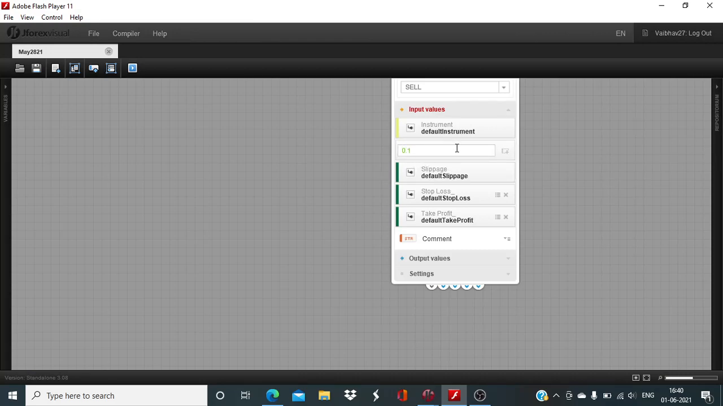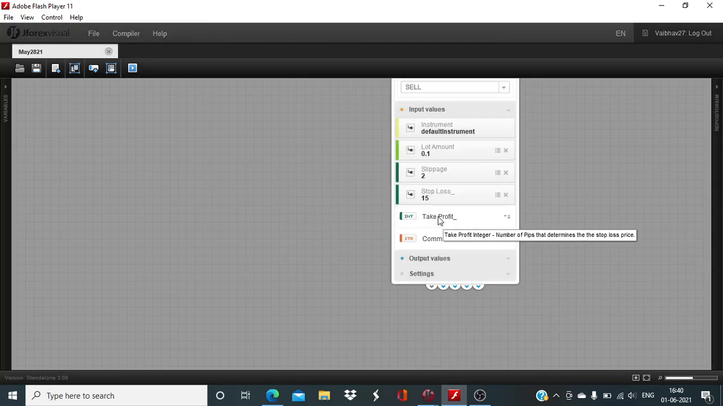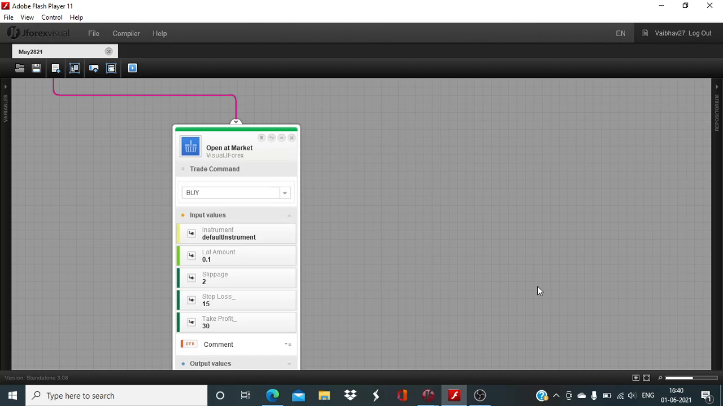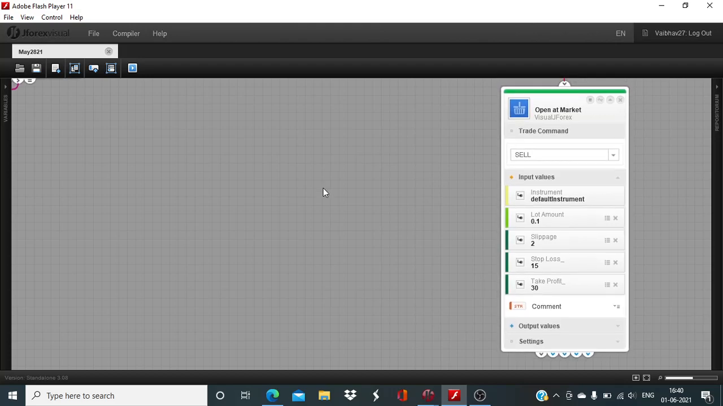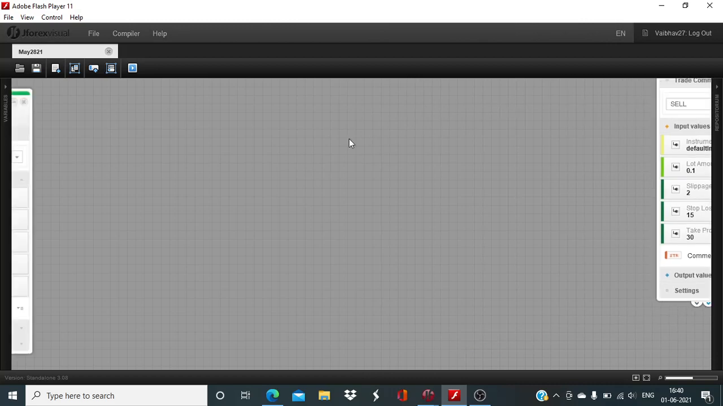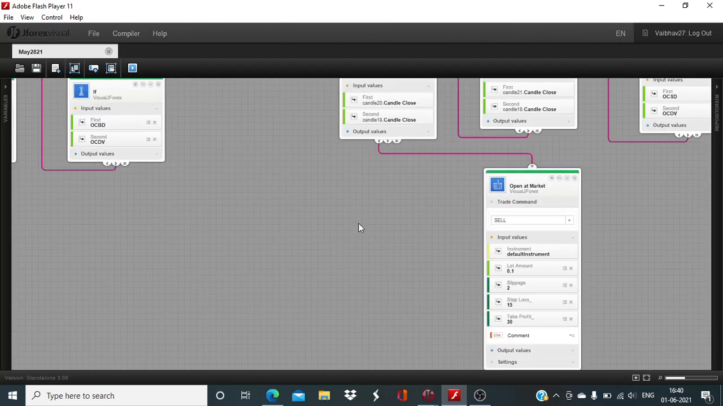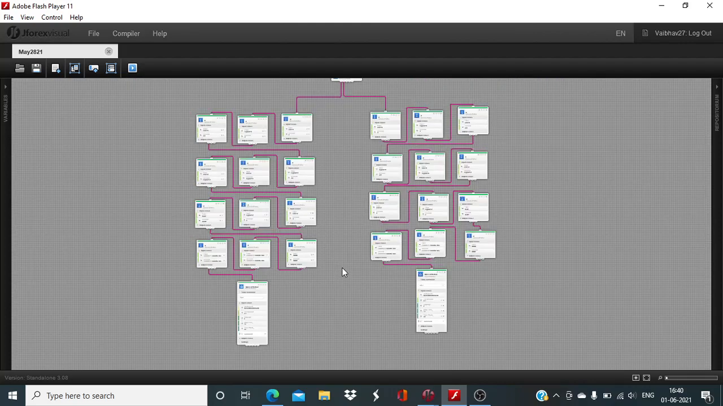This should be decided ideally as per the equity of your account. Slippage. Slippage of 2 pips should be good enough. Stop loss is going to be 15 pips. Take profit is going to be 30 pips. So here we are done with the setup, and as you can see, this is symmetric.